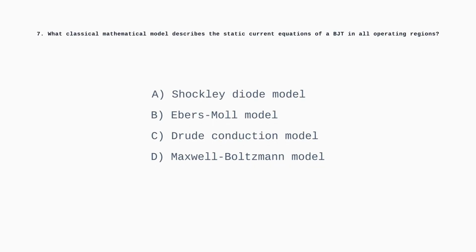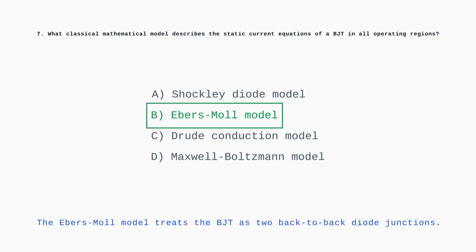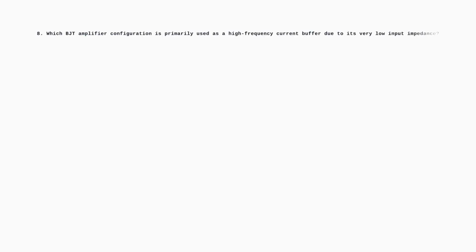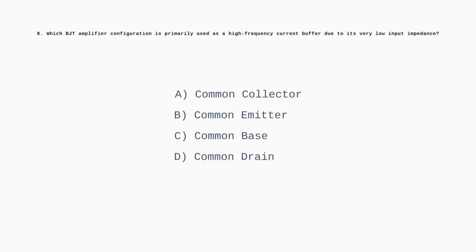width. Question 7. What classical mathematical model describes the static current equations of a BJT in all operating regions? The Ebers-Moll equations model the static current-voltage parameters of the transistor in forward active, saturation, cutoff, and reverse regions. Question 8. Which BJT amplifier configuration is primarily used as a high-frequency current buffer due to its very low input impedance?